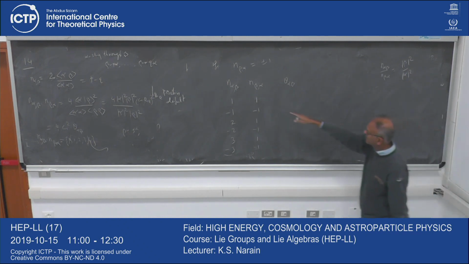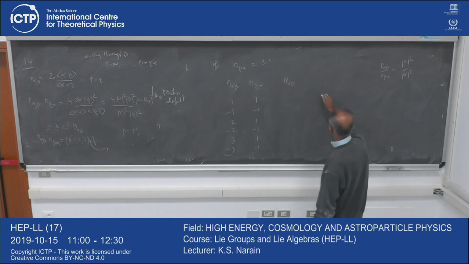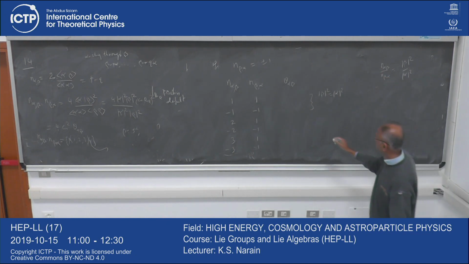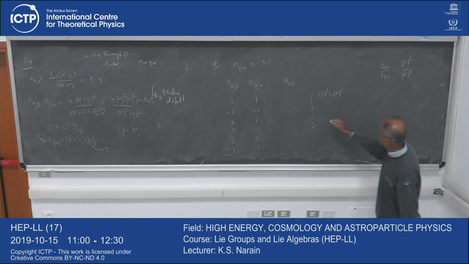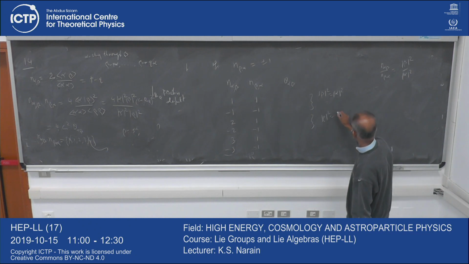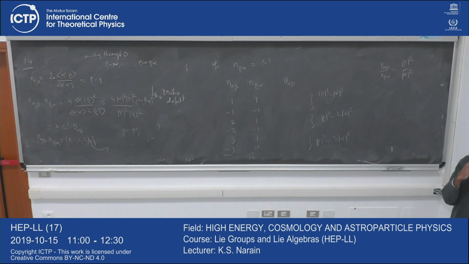So for this case, it's clear that the lengths are the same. So in this case, beta square equals alpha square. In these two cases, because the sign anyway cancels from the ratio. In these two cases, n alpha beta is 2, so beta square is 2 alpha square, and in these two cases, beta square equals 3 alpha square. So that's again just a basic picture.